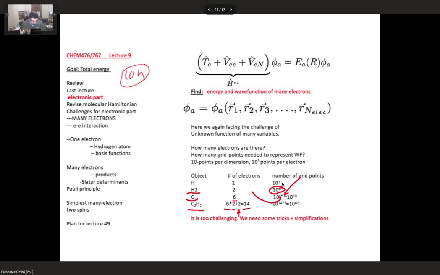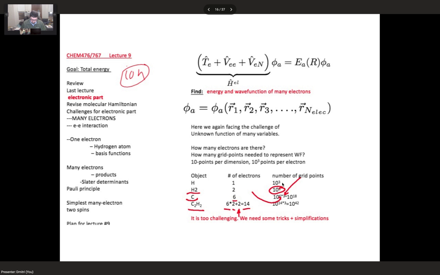If we look at atomic carbon, which has 1s2, 2s2, 2p2, a total of 6 electrons, then 6 electrons times 3 Cartesian projections will be 18. So 10 to the power 18. And it is only 1 atom of carbon. You already see that 10 to the power 18 is about at the edge of what modern computational facilities can process. If you select numbers higher than that, it will be intractable.